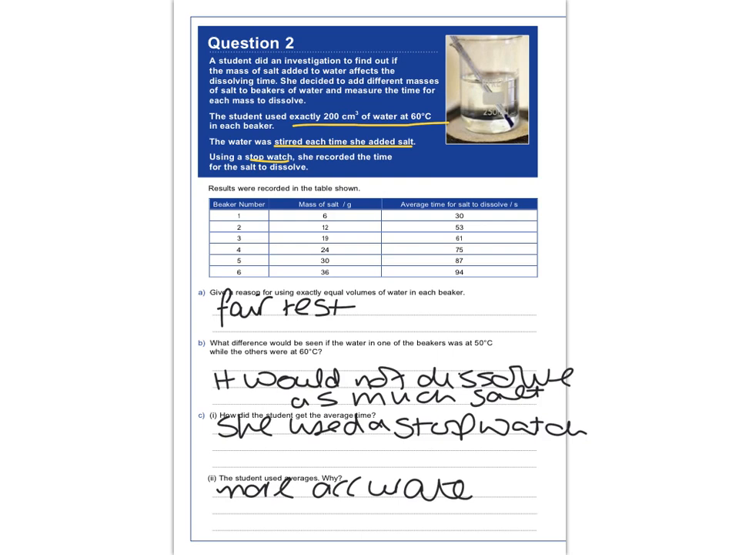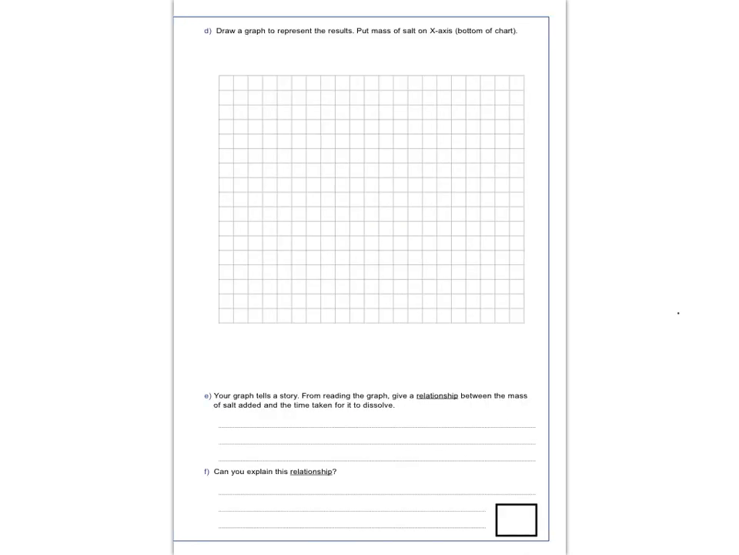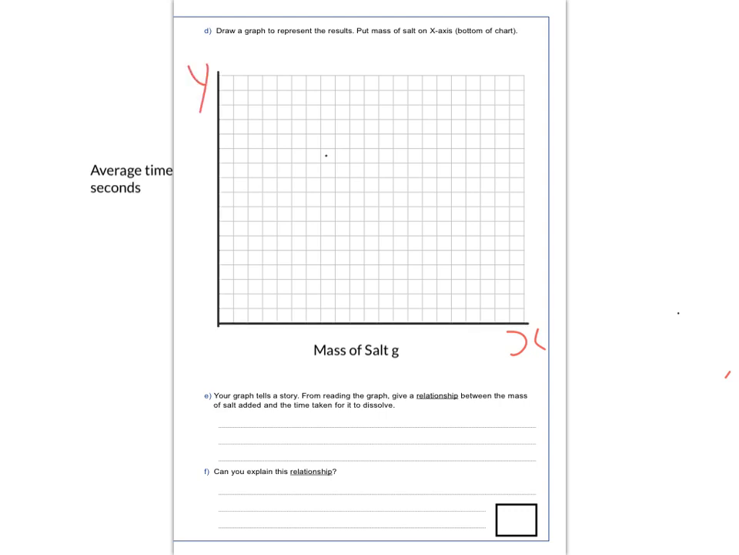Okay, so the next thing we have to do is draw a graph. We have to put the mass of salt on the x-axis. So this is the x-axis down here. And that means that we also have to put our average time on the y-axis. And there's our y-axis.